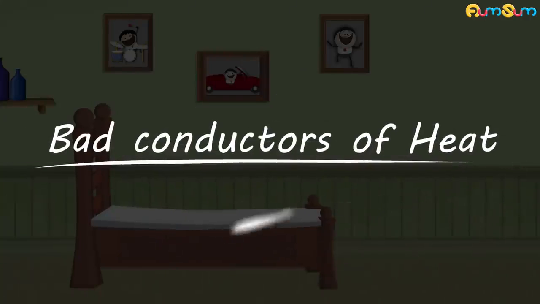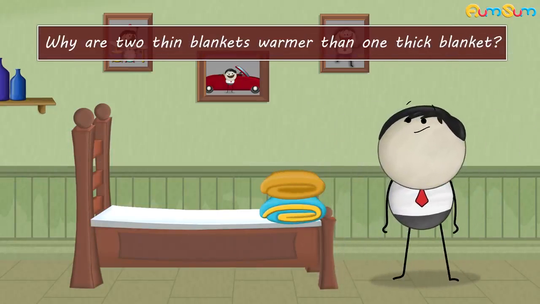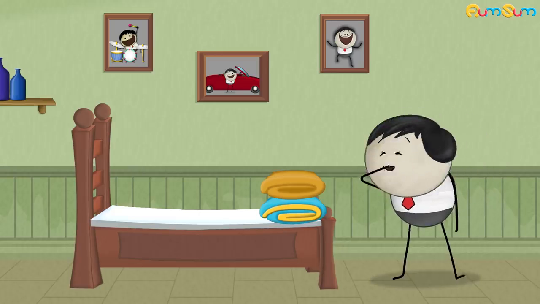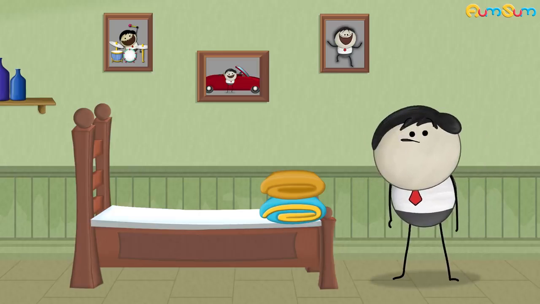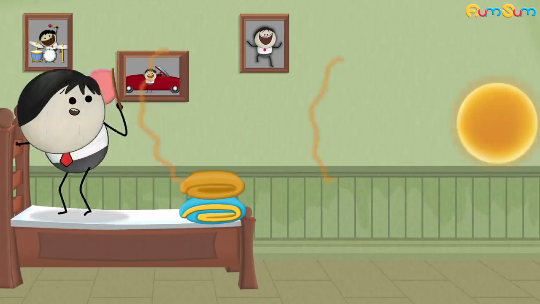Topic: bad conductors of heat. Why are 2 thin blankets warmer than 1 thick blanket? 'Cause 2 chocolates are better than 1. Nah. To understand this, we need to first learn about bad conductors of heat.